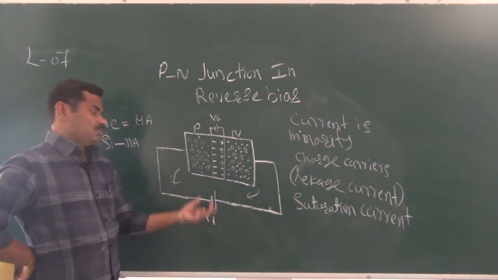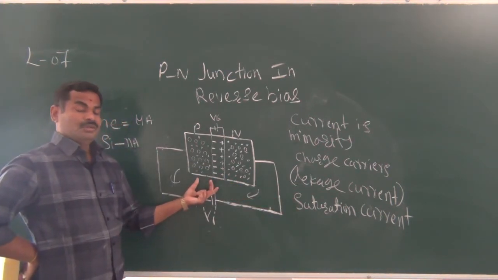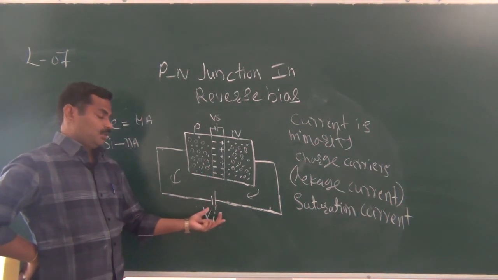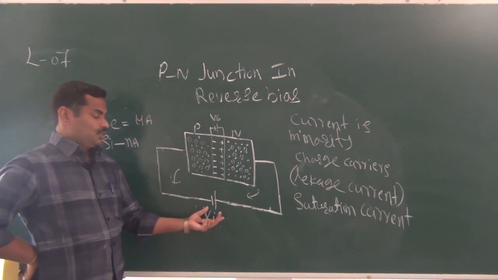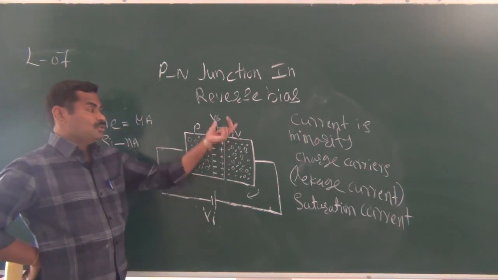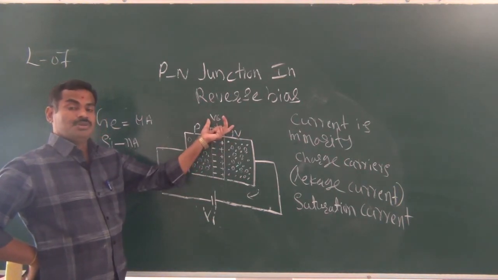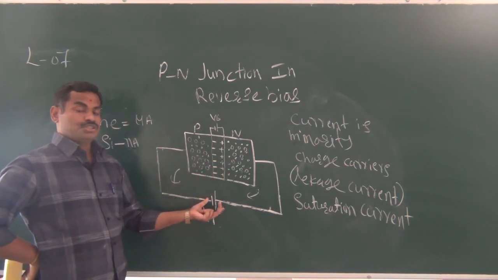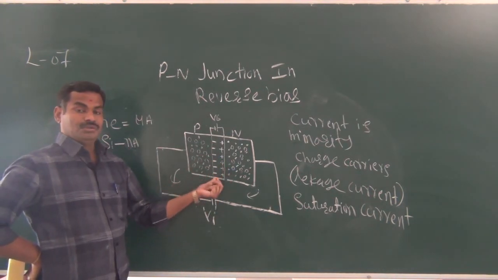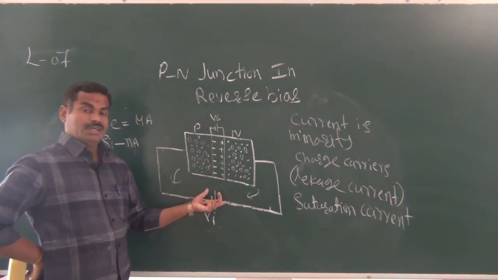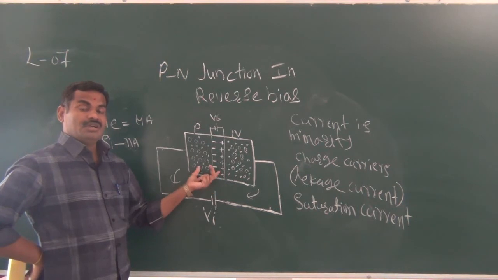Whenever you apply a voltage that supports the barrier potential, what happens? The depletion layer increases and the majority carriers move away from the junction. The diode current is then only because of the minority carriers, and as you know, that current depends on the temperature.